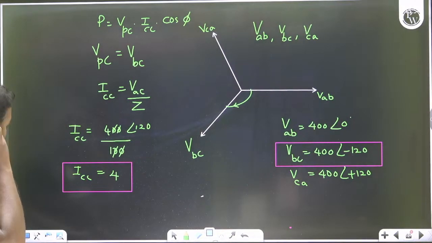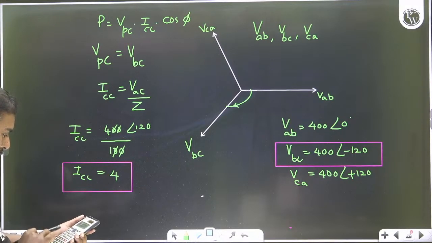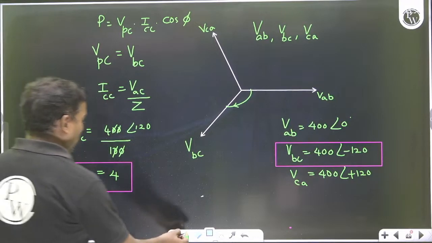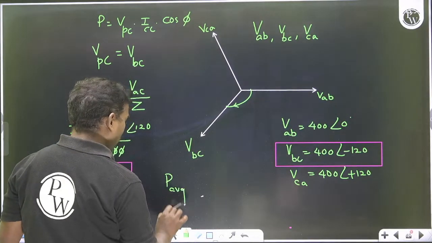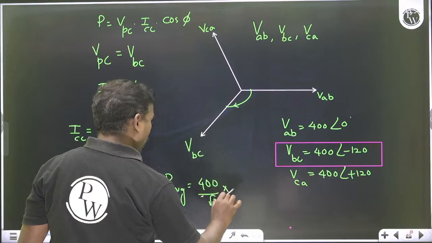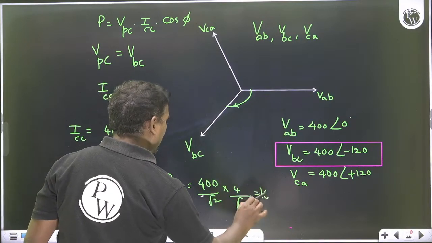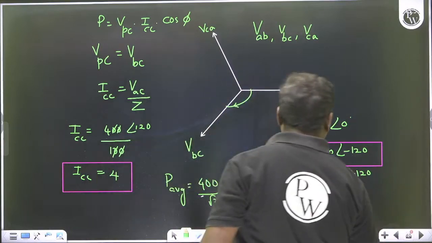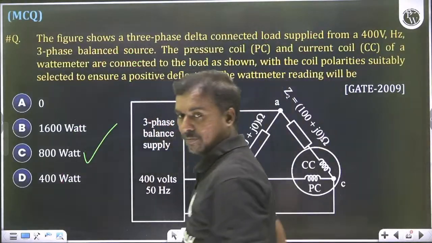The average power is 400 by root 2 into 4 by root 2. So this is 400 by root 2 into 4 by root 2. So the answer is 1600 by 2. So 800 watts is the right answer. 800 watts is the right answer.